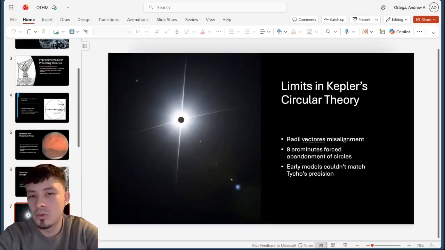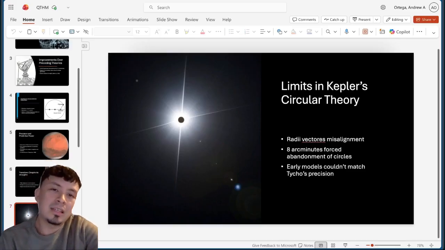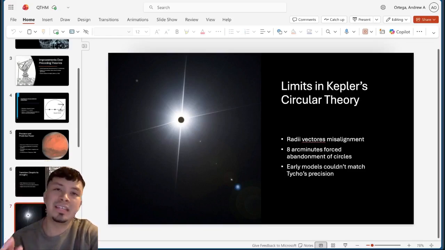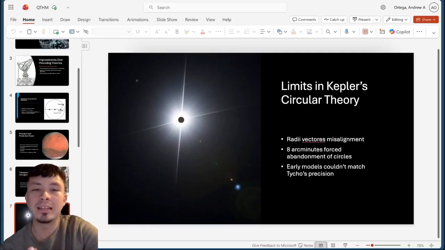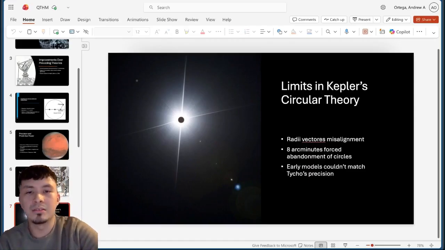And also for slide number 7, the limits in Kepler's circular theory. For example, Kepler initially tried to fit the planets into circular orbits. However, he discovered that the radius vectors, lines from a planet to the sun, did not align consistently when applying the mathematics and assumptions, right? The circular assumptions that he had really did not apply.